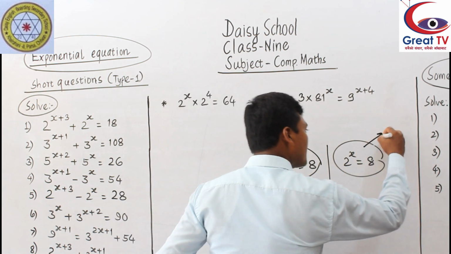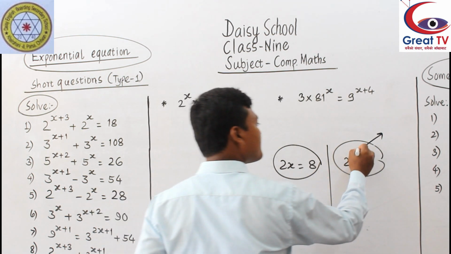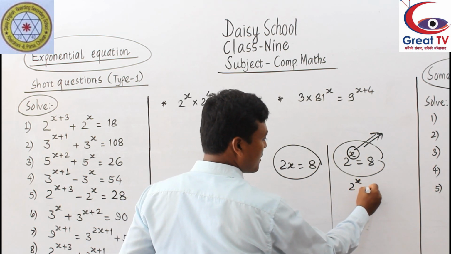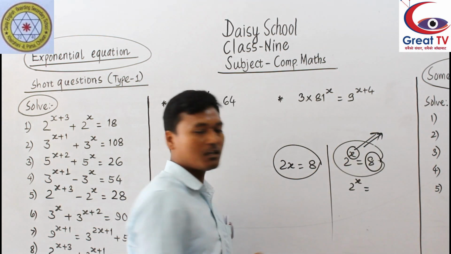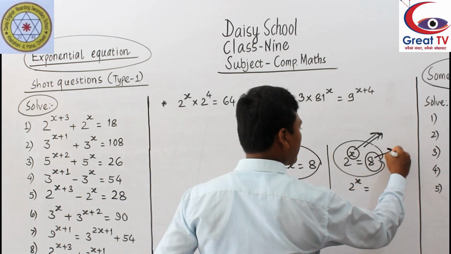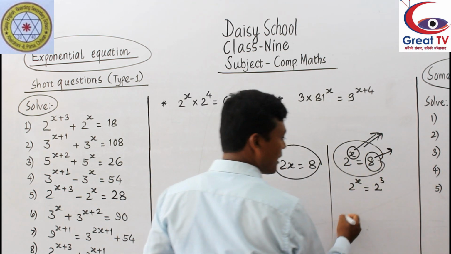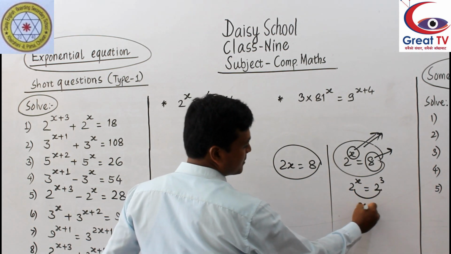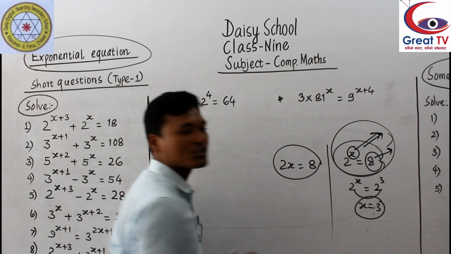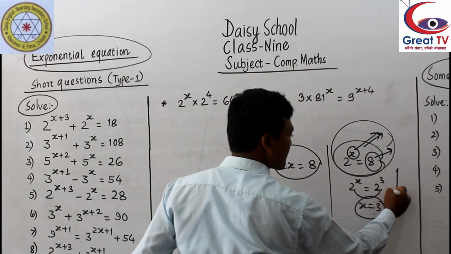So if we have an exponential equation, where x represents the power, we go 2 to the power x equals, then make the base on the right side also 2. Here we have 8, so we have 2 cubed. After this, with the same base 2, the value of x is 3. So if we have an exponential equation, we go this way.